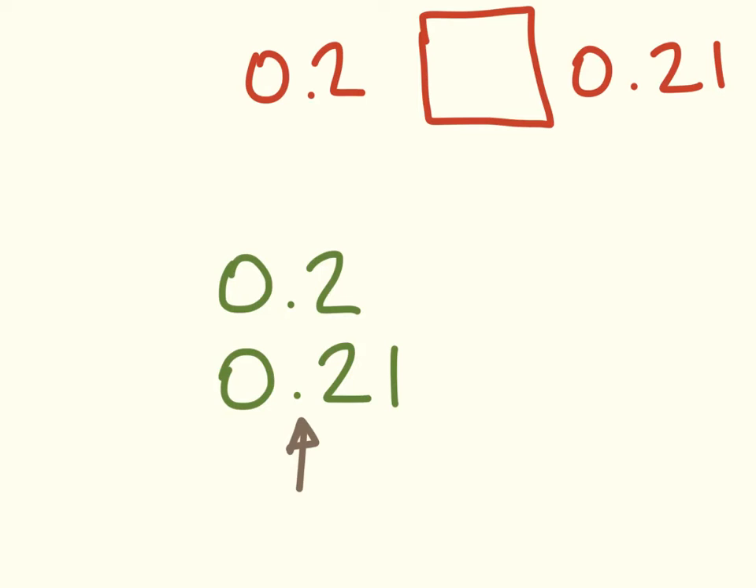So our top number has ones, tenths. Our bottom number has ones, tenths, hundredths. It has an extra digit in the hundredths. So we should think of an equivalent decimal for 0.2. Well, an equivalent decimal for 0.2 is 0.20. And now we can compare. And it's easy to tell that this number is larger. Well done.